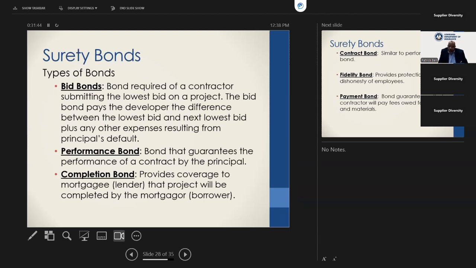Performance bond: a bond that guarantees the performance of a contract by the principal. That's the early example that I use. And then the completion bond is a bond that provides coverage to a mortgagee, usually the lender, that a project will be completed by the mortgagor, usually the borrower. A lot of times you see this type of bond when a contractor may do spec building. You know, they may build a shopping center without having pre-leased any of the spots. They figure, hey, if I build it, they will come. And so the bank may say, hey, look, we want to make sure you complete this project, so provide us with a completion bond. Same thing with developing a subdivision or building an apartment complex. The bank wants to make sure that you complete the project.